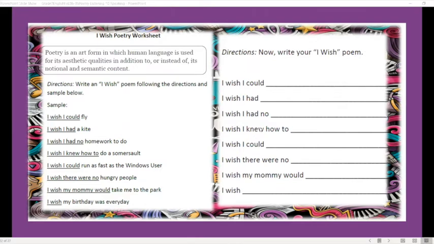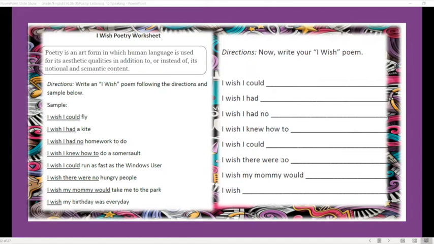Okay, focus now, we're going to block the chat if you can't focus. So now you're going to write your own I wish poem too. So things you wish you could do. Here we go. I wish I could go outside. I wish I had something. I wish I had no something. I wish I knew how to something. I wish I could something. I wish there were no. Someone said, I wish there were no corona. Well, I think we all wish that, definitely. I wish my mommy would. I wish at the end.